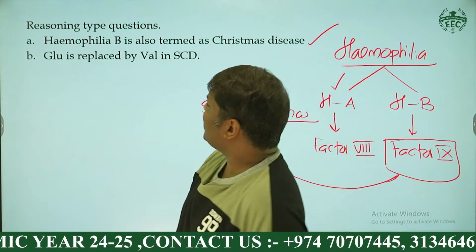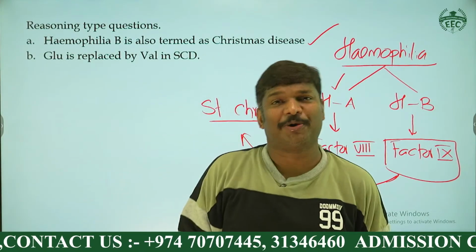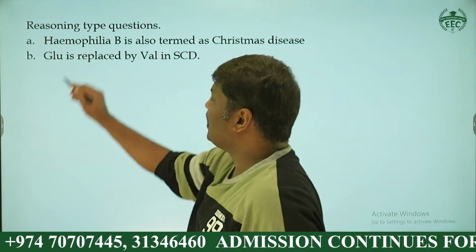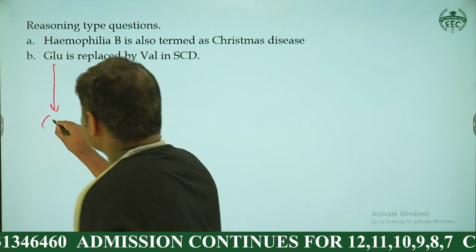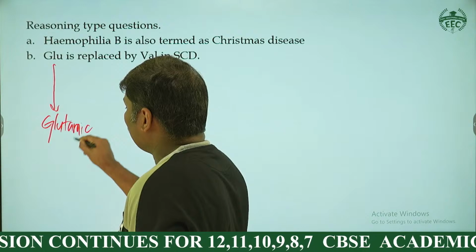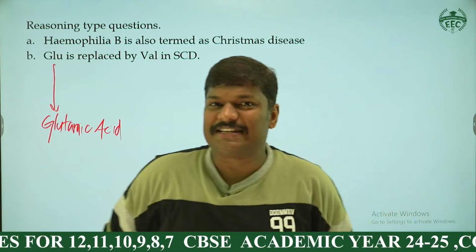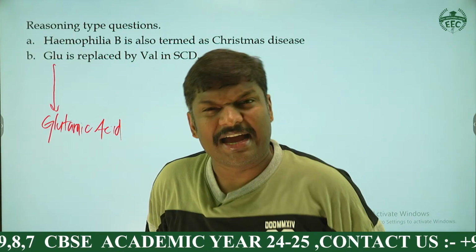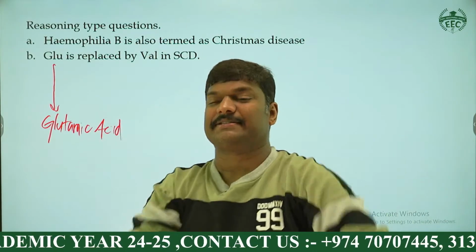Okay, the next one, GLU is replaced by VAL in SCD. First of all, you should know the full form of those particular terms, my dear student. What is GLU? As you all know, it is an amino acid called glutamic acid. And what is SCD? It is sickle cell disease, sickle cell anemia. We are not using the term SCA, we are using SCD, sickle cell disease.